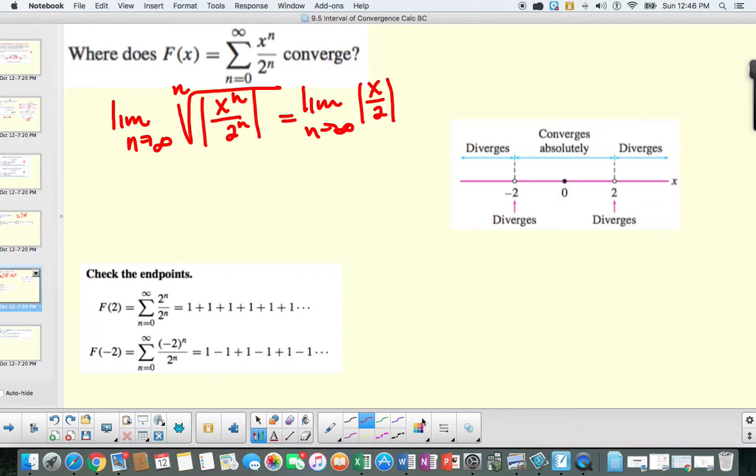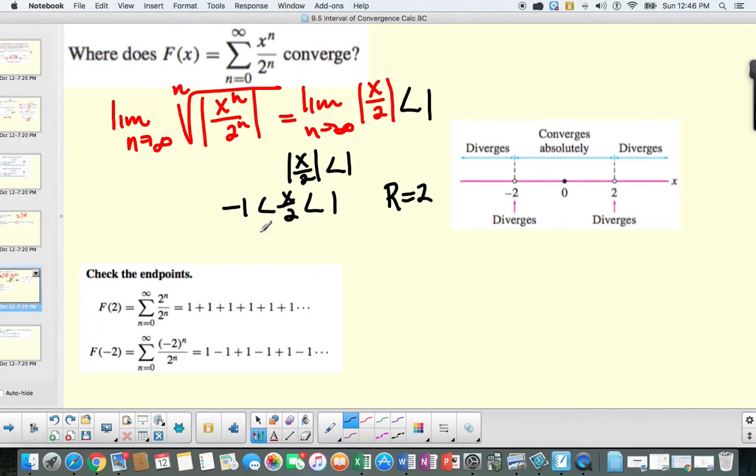Now we want to force this to converge, so we have to put the requirement less than 1. So the absolute value of x over 2 is less than 1, and we can see that the radius of convergence will be equal to 2. So let's go ahead and write that out. And then multiply. And so now we know where it absolutely converges.